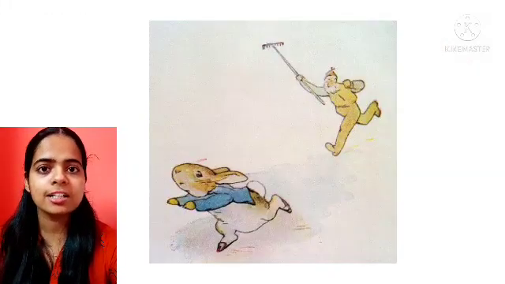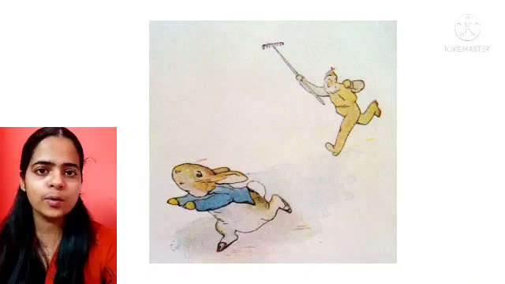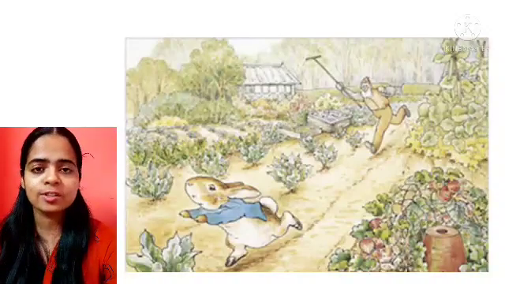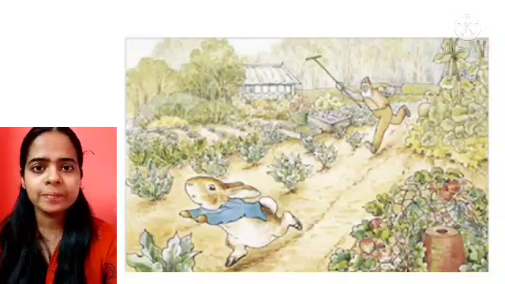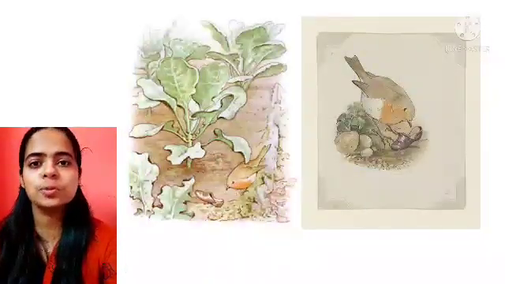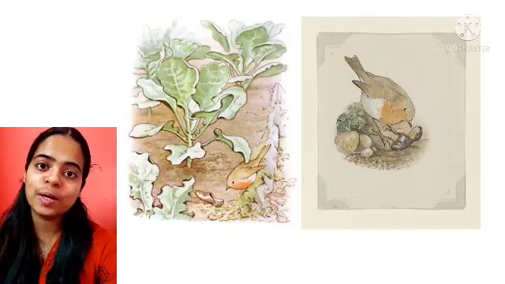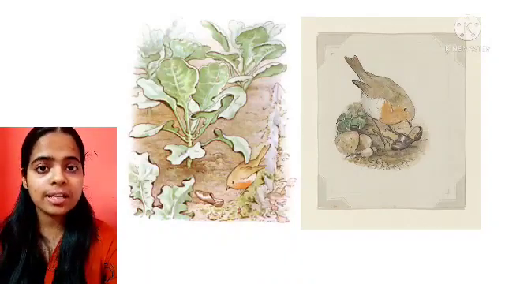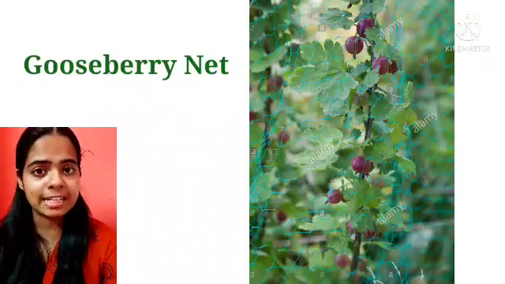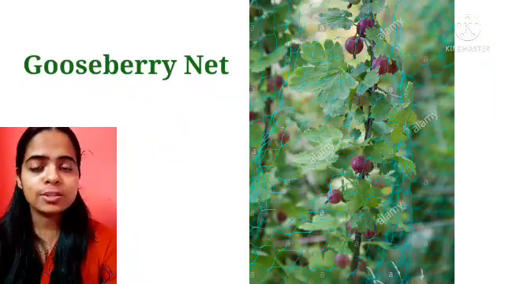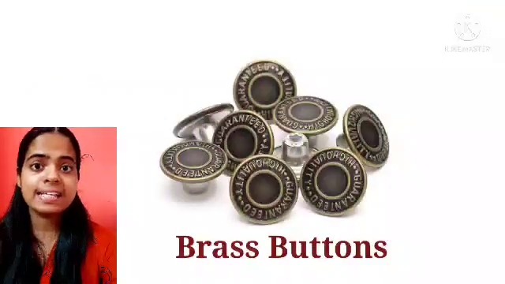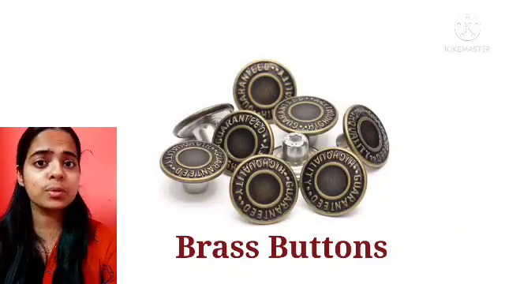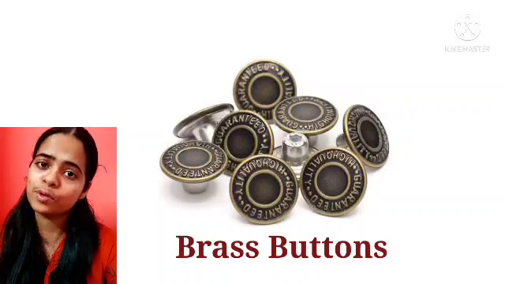So when McGregor started chasing Peter, he started running all over the place, but he couldn't find the gate. He couldn't find the way back to the gate. So he was panicking and he was running around everywhere. And in the process, what happened? He lost one shoe among the cabbages. He lost another shoe among the potatoes. And finally, when he was running on all fours and he was picking up speed, what happened? He ran into a gooseberry net. Gooseberry is a kind of a fruit. He ran into that net and he got caught because the brass buttons of his new jacket got caught in the net. So he couldn't free himself. He was struggling, but he couldn't free himself.